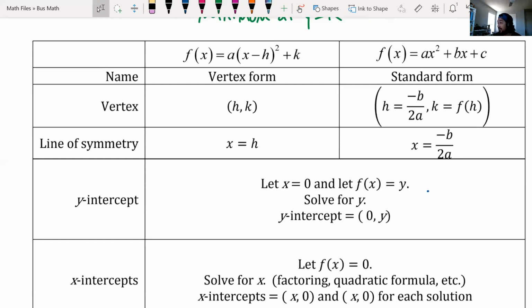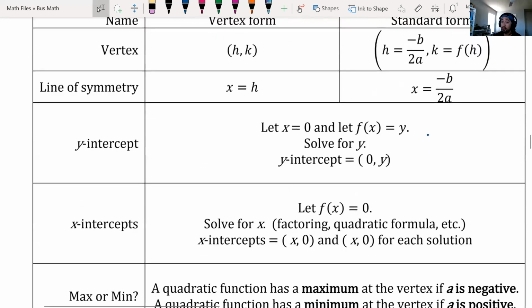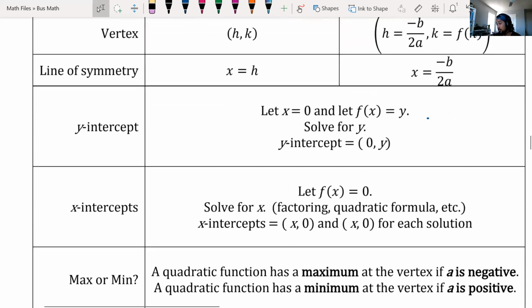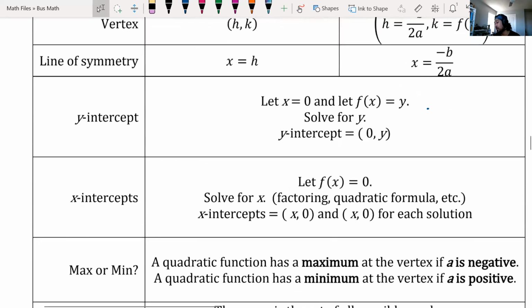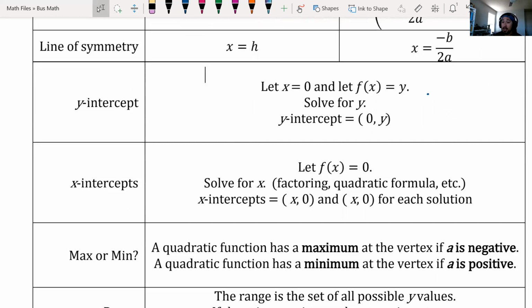And then when you look for x-intercepts, you let y equal 0, or f(x) equals 0, and you solve for x. If you're going to find x-intercepts, you can do this by factoring, by the square root method, by the quadratic formula, or by completing the square. Everything we've learned so far on how to solve a quadratic equation.